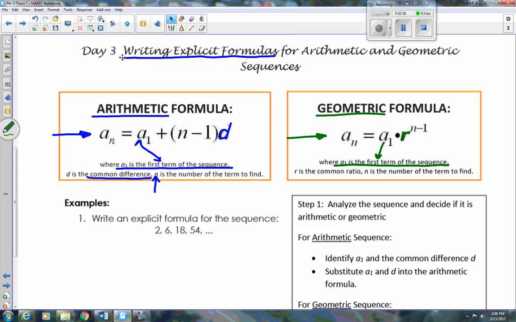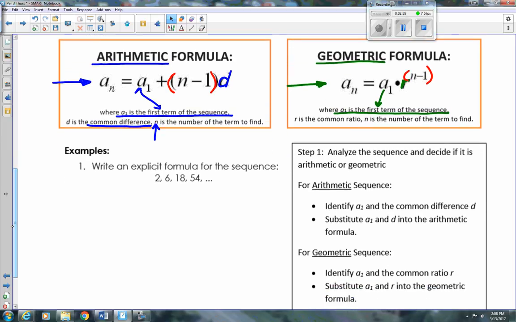If you notice, n minus 1 here is also showing up in our arithmetic formula. It's important that we're going to need to be using that n minus 1. And again, n is the number of the term that we're finding. All right, let's go ahead and start with some examples because I think you'll see a little bit better what's going on in that case. We are going to start with this first example.